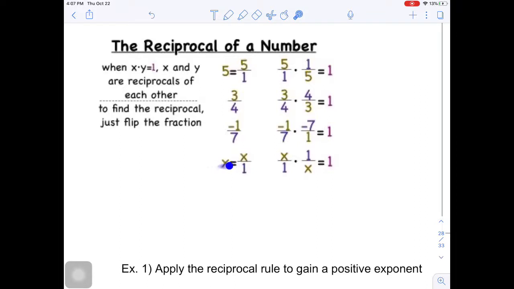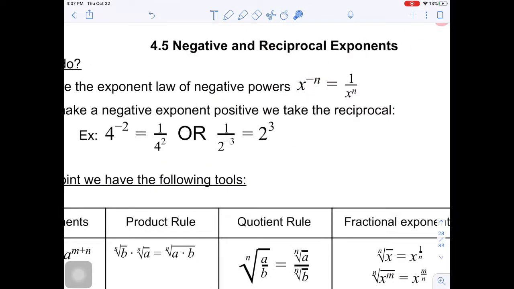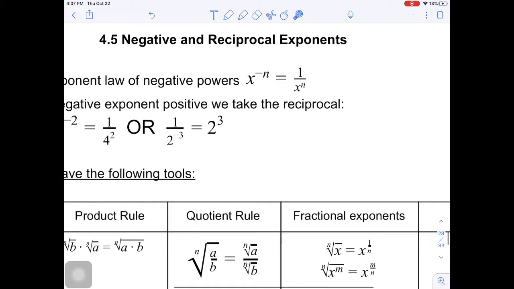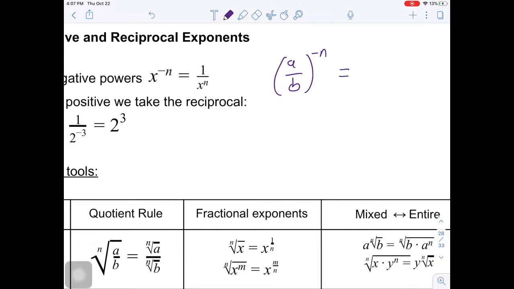And it even works for variables. x equals x over 1. Well, the reciprocal of x over 1 is just 1 over x. And when we multiply these two reciprocals, you get 1. Okay, so when you have a negative exponent, you can just take the reciprocal. And this even goes a little further. Say we have a over b, and the whole thing is to the power of negative n. Well, we can just flip the insides to b over a, and that makes your exponent positive.